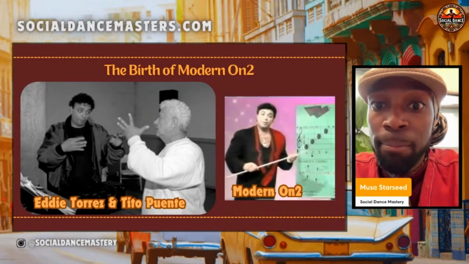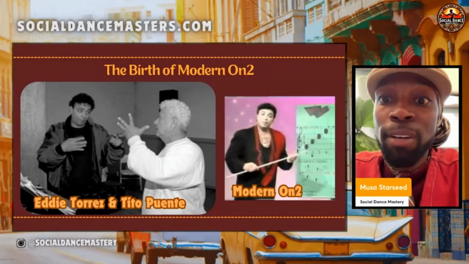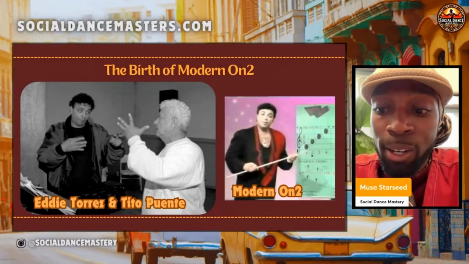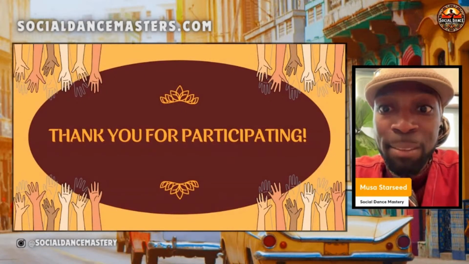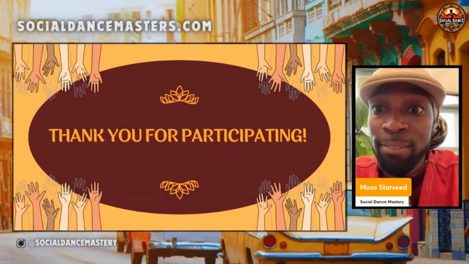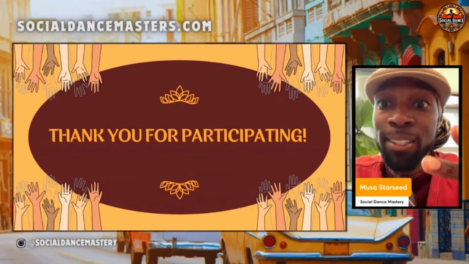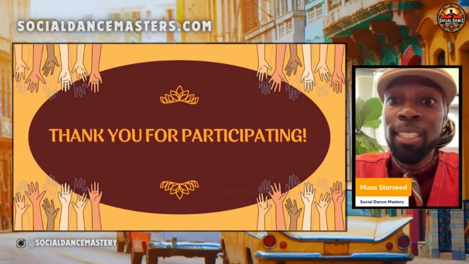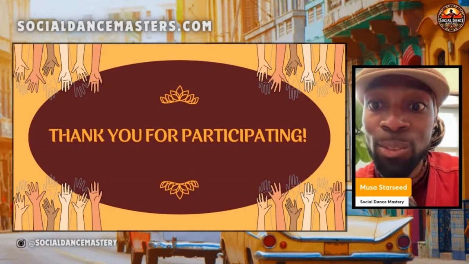And this time step of the modern on two is what is taught today in festivals and studios when we talk about on two. So thank you everybody for participating. We have just gone through all the different eras of on two, from the colonial to the classical to the modern. We went through all the different contratiempo forms of music and dance that contributed to what we know as modern on two today.